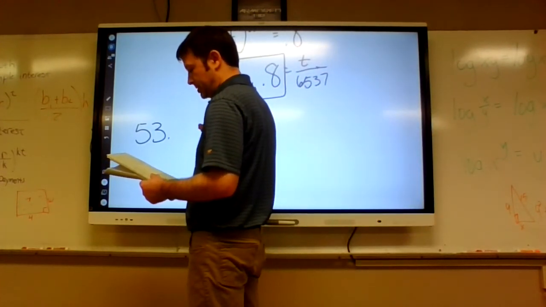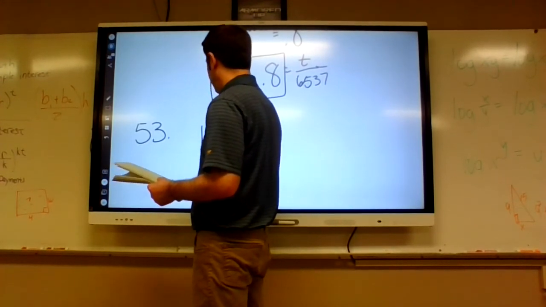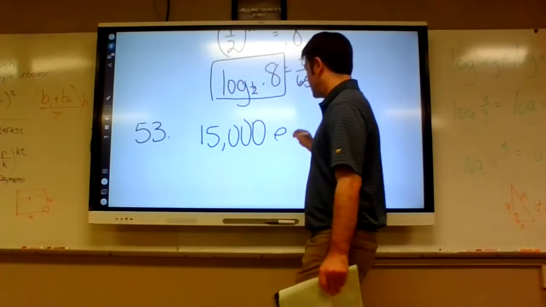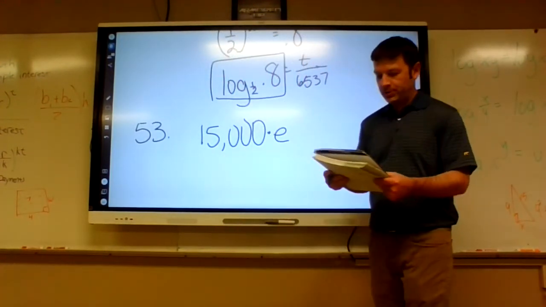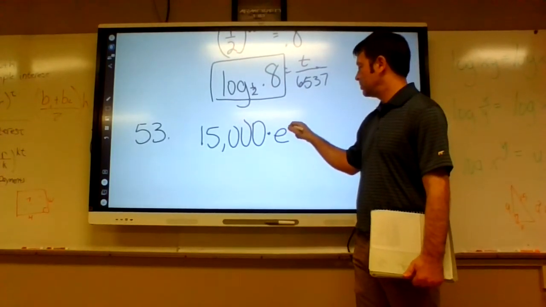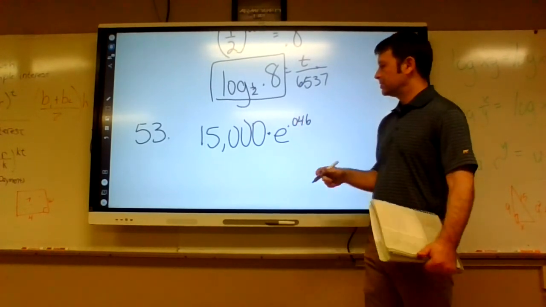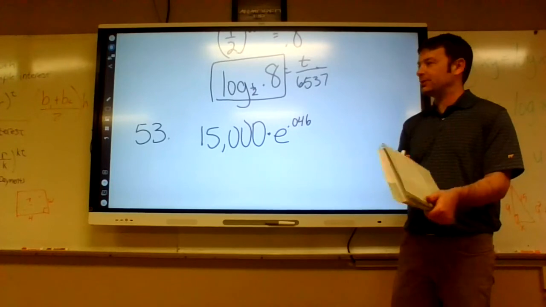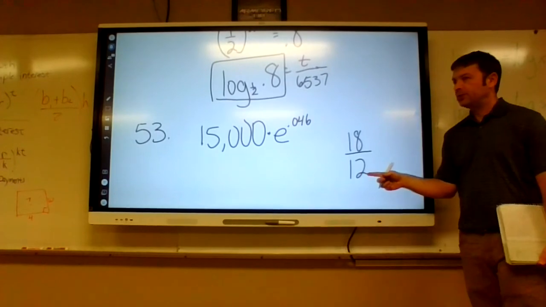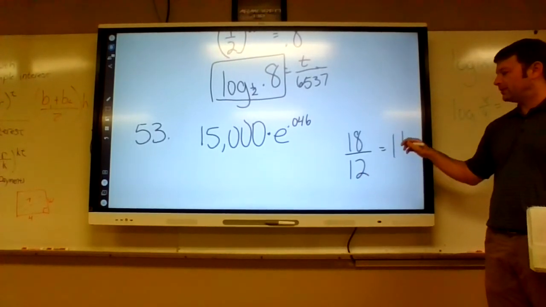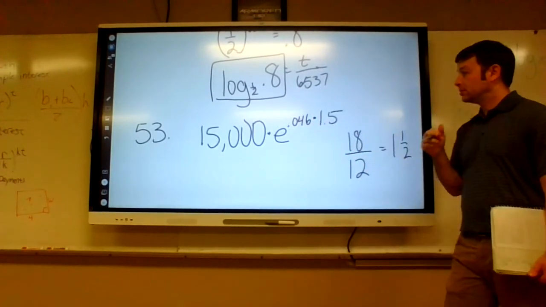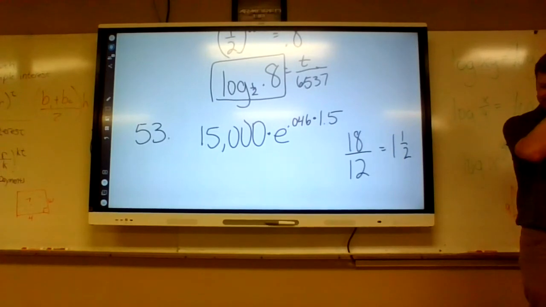Yeah. So the initial amount was 15,000. That's our A value. Times e to the r. What's the rate? 4.6%, which changes into 0.046. And what's the time? 18 months. How many years is 18 months? There's 12 months in a year, so it's 1.5 years. So that'll do it.